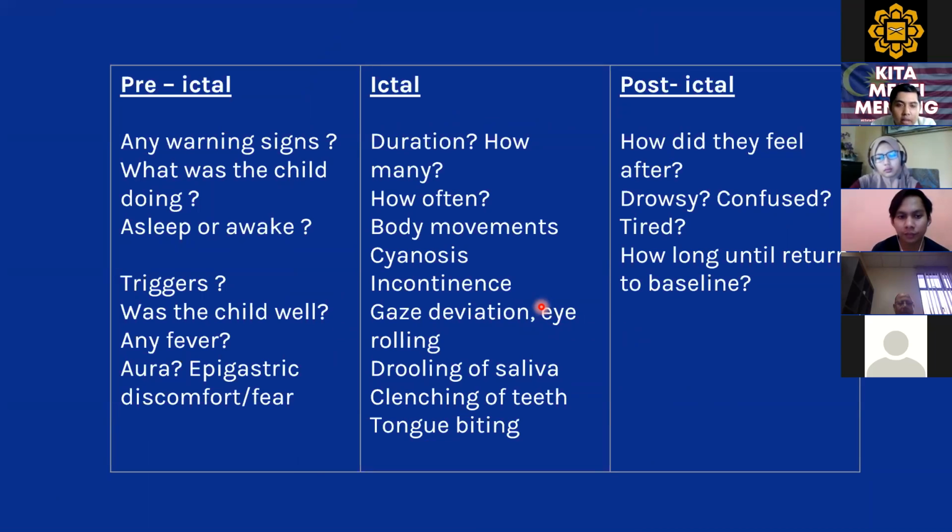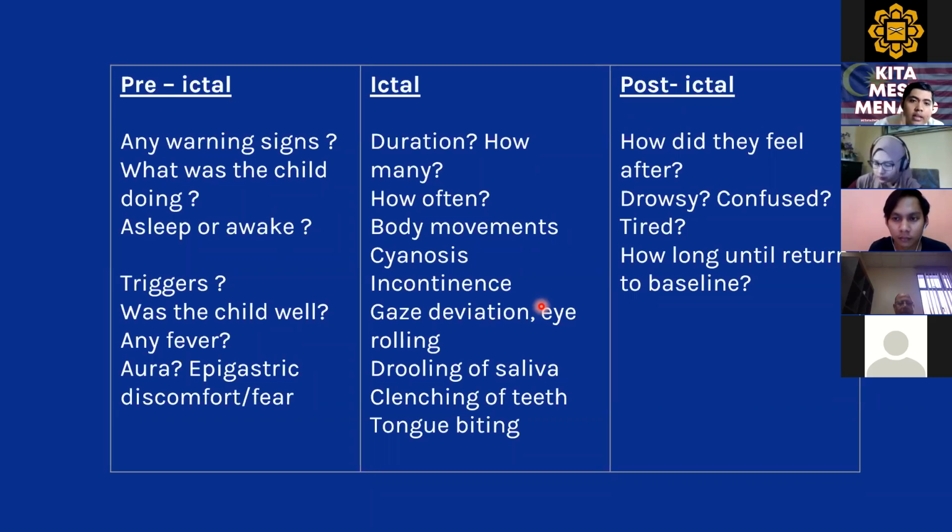We can divide the history that we want to ask into 3 parts: pre-ictal, ictal, and post-ictal. For the pre-ictal, as I mentioned, the history taking is basically to rule out other causes of seizures. Is there any warning sign, such as fever, headache, photophobia, that may indicate meningitis and encephalitis? Any diarrhea or vomiting that can lead to dehydration and electrolyte imbalance that can provoke seizures, we can ask. Then, what was the child doing at that time? Maybe the child heard loud noises or any stimuli that can lead to hyperexplexia. That can all trigger seizures.